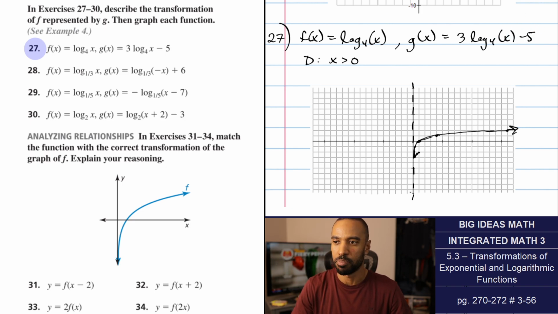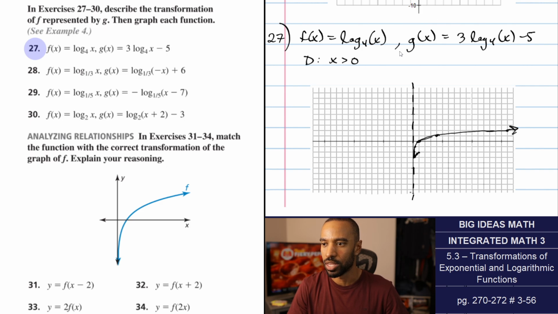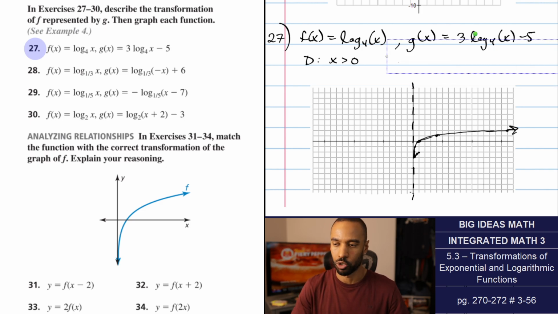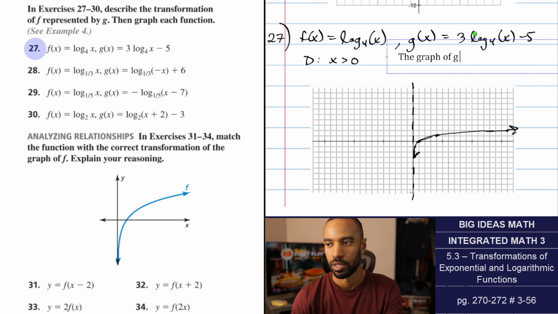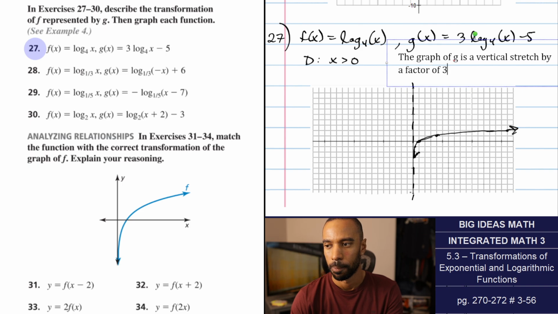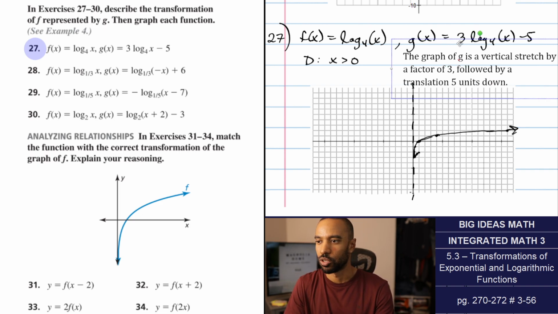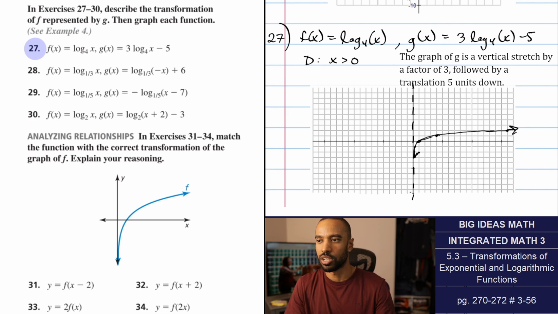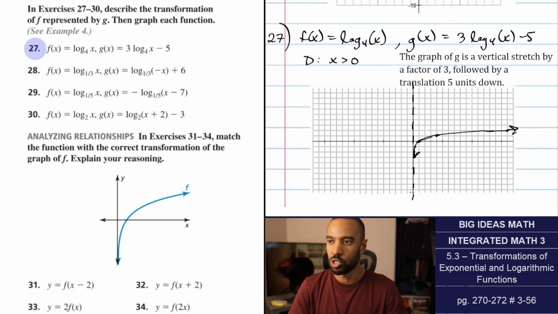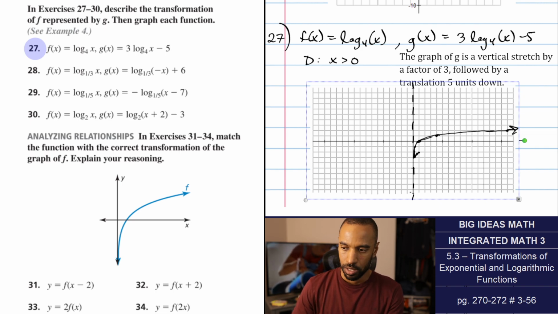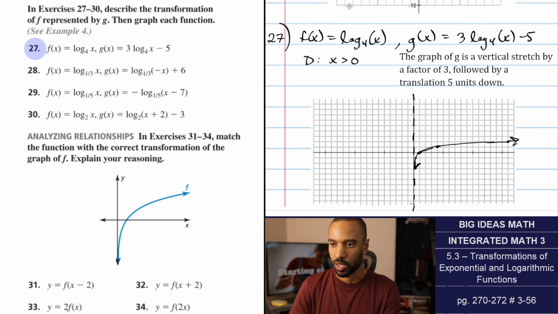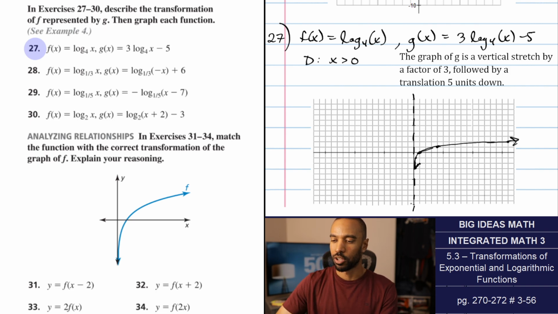They're throwing you right into the deep end with some of this, where we have to do two things at once. There's a vertical stretch as well as a vertical translation. The graph of g is a vertical stretch by a factor of 3, followed by a translation 5 units down. Now, I technically do the translation first alongside everything I do. The domain is still x is greater than or equal to 0, so there's no change on my vertical asymptote. I still have a vertical asymptote here on the y-axis, on x equals 0.